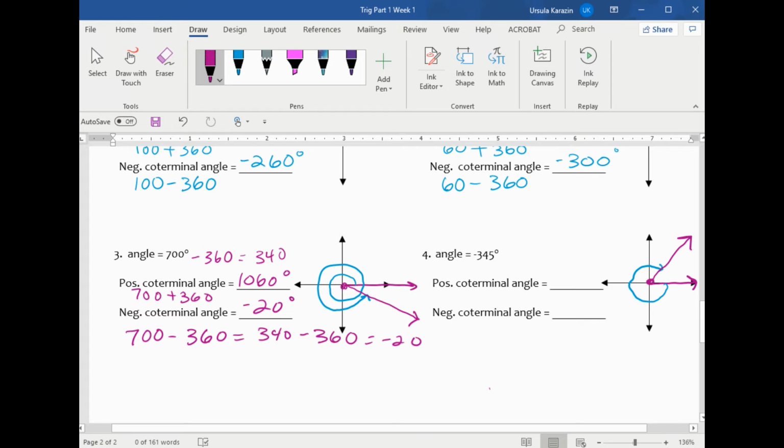So for my positive coterminal, I take my negative 345, because remember, you take the original angle, whatever it is, and you add 360. And that just gives me 15. I only had to add 360 one time, but I may have to add it again and again until I get a positive number. And then I will take 345 and subtract 360 to get my negative, which is negative 705.